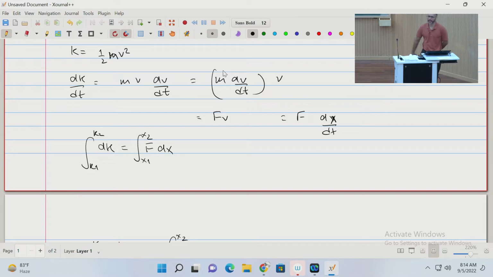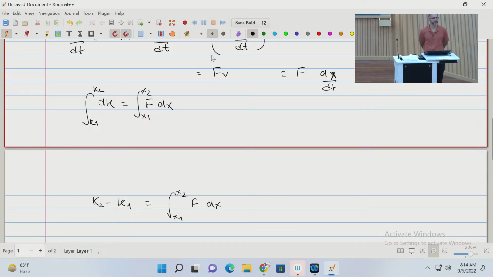And then we integrate that over the complete motion from x1 to x2. Let's say the particle is going from x1 to x2. So what we get is the change in kinetic energy is equal to the work done by the force F on the particle. And F is the only force acting, so that's the only force resulting in the change of kinetic energy. That's one dimension.